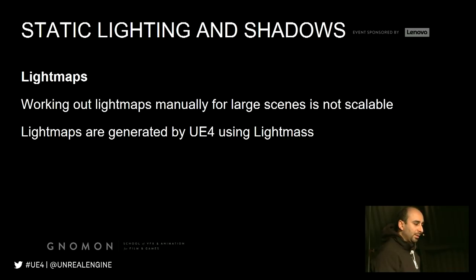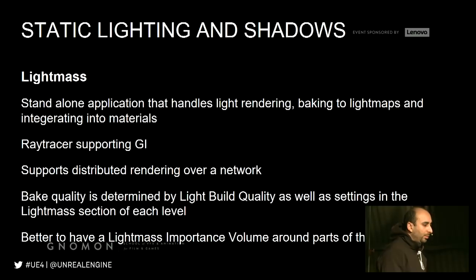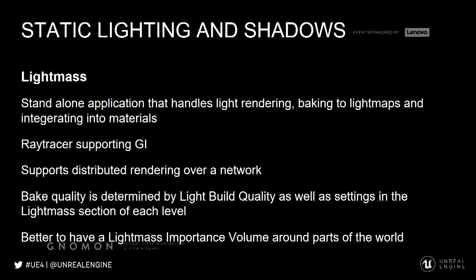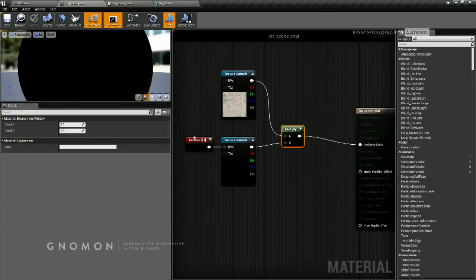To accelerate this, Unreal provides us with a special tool for doing all this task. It's called Lightmass. Basically, Lightmass is a standalone application that handles three main things: light rendering, baking to light maps, and integrating the results into your materials. And the last point is super important because it hides a lot of the complexity in your materials. When you create your materials, you don't need to take your light maps manually and multiply them and do all this kind of thing. It's already handled for you. So you just plug your texture to the base color or to the proper port, and you will have all the lighting information integrated for you.